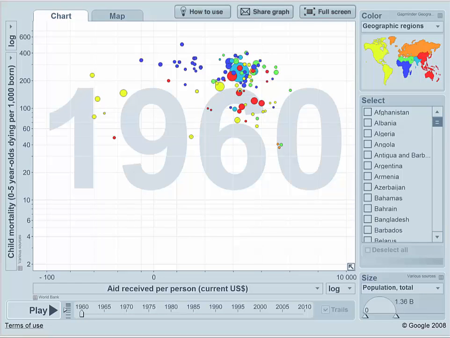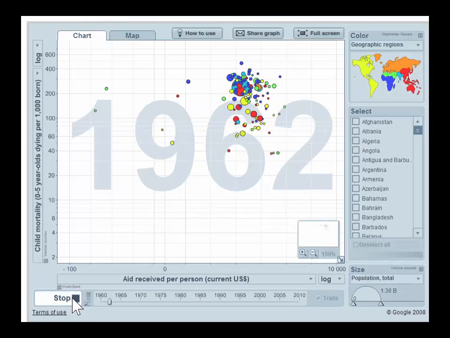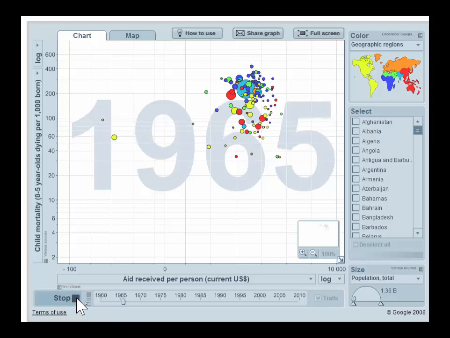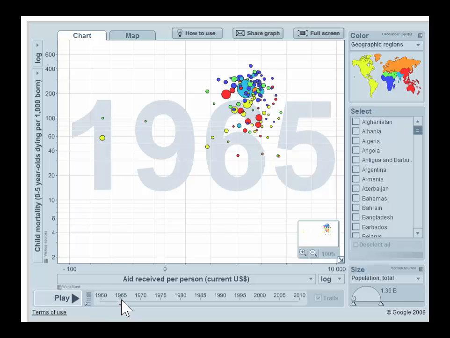Now let's look at child mortality. The y-axis is child mortality in deaths per 1,000. The x-axis is still aid per capita. When we start in 1960, we see a large clump of countries on the right with high aid and high child mortality, but a handful on the left with high child mortality and low aid. By 1965, all the countries are grouped together.